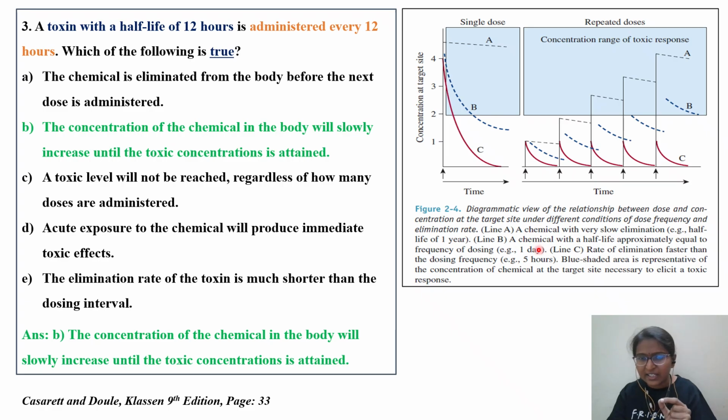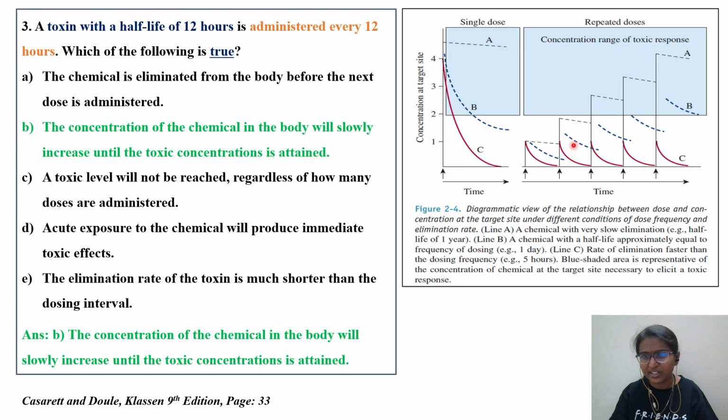Line B represents a chemical with a half-life approximately equal to the frequency of dosing. Here the half-life is 12 hours and the next dose administration is also 12 hours, so line B matches our question. Example, 1 day. So let's see what options we have. Chemical is eliminated from the body before the next dose is administered. No, it is still there, it is equal. Concentration of the chemical in the body will slowly increase until a steady concentration is attained. Yes, that is the reason.